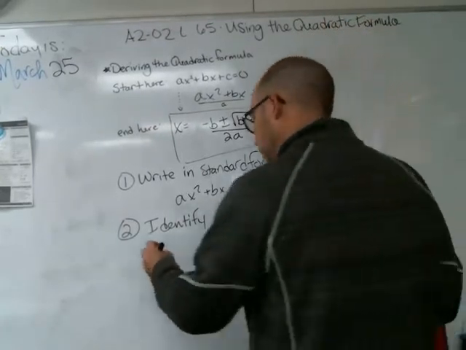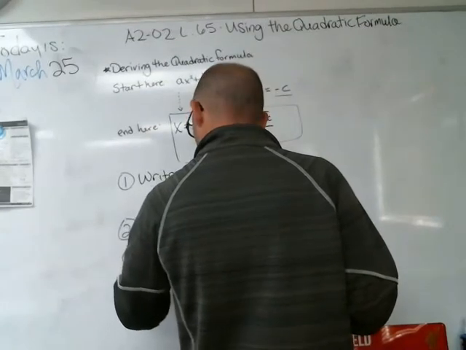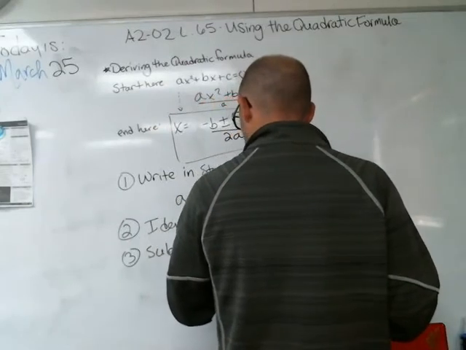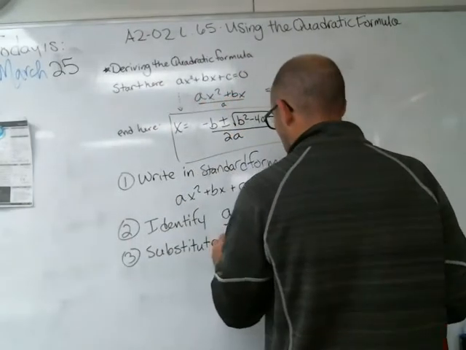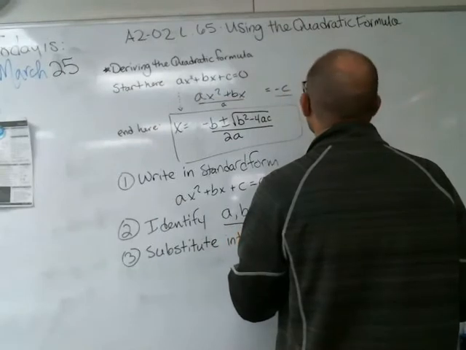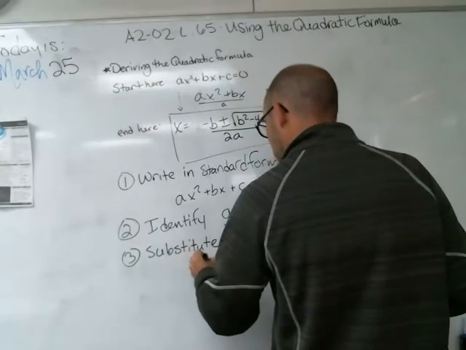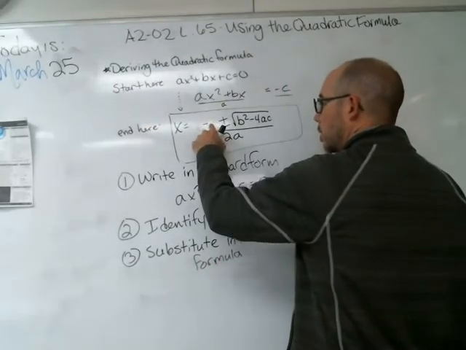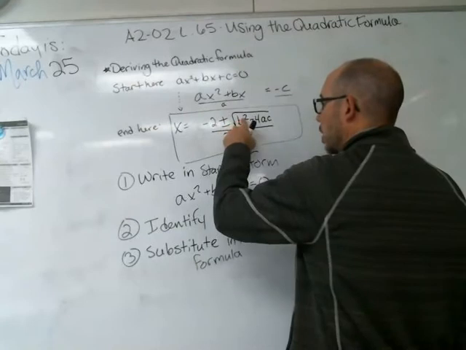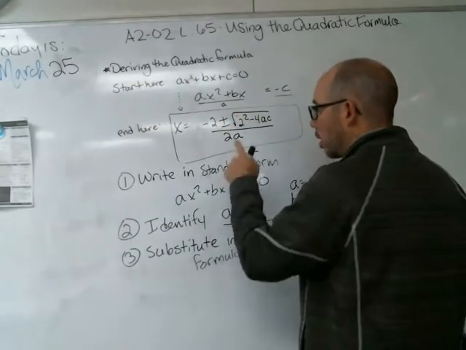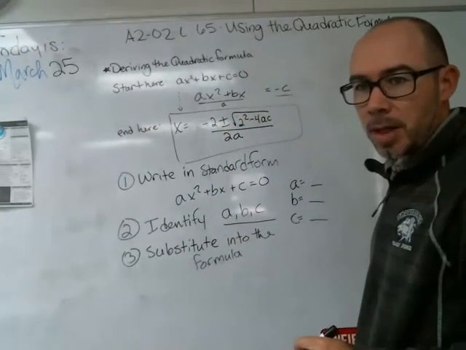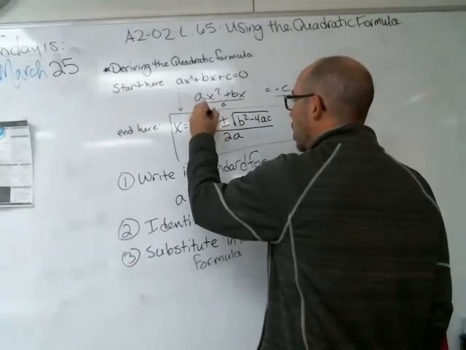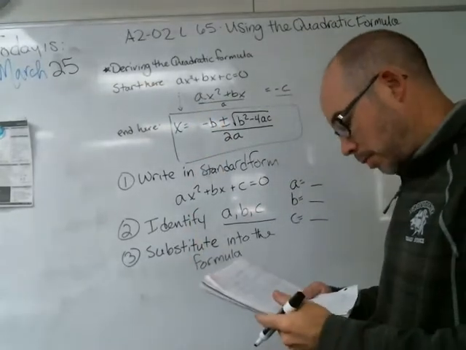Number 3. Substitute a, b, and c into the formula. That is, we just start putting the numbers in there. If b is a 2, you're going to put a 2 there. You're going to put a 2 there. And you're going to have a and c. You're going to write them in, and you're going to start solving. Math is not hard. You just have to be a little bit patient.